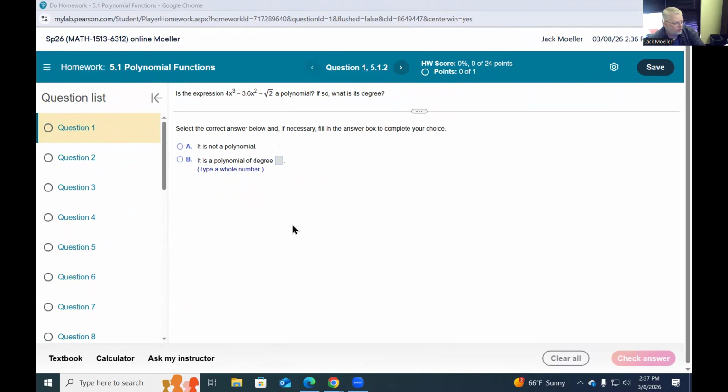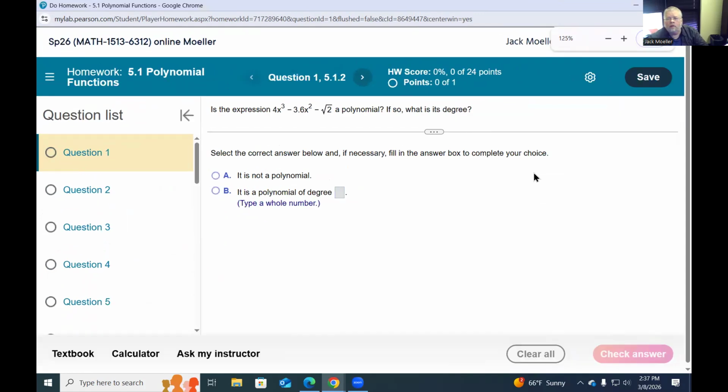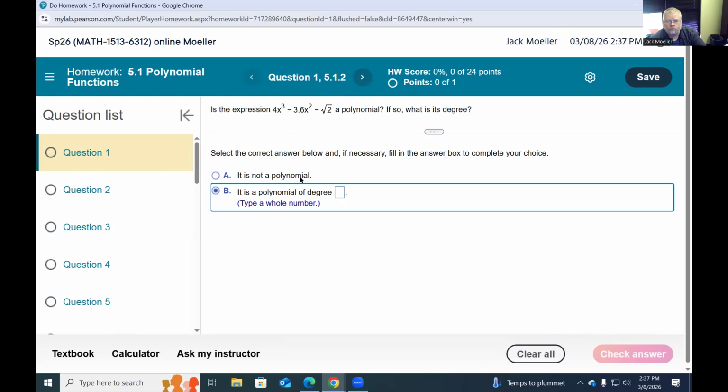Now, if you take just a quick glance at this, you might be tempted to say, no, it's not a polynomial because of the square root. But remember, it's the x's that matter in the definition of a polynomial. So x, we have x to the third, x squared. That square root is just on the number. So that constant, we don't care that there's a square root on that. There's not a square root on either x. Those are both positive whole number exponents. So yes, it is a polynomial. And what's the degree? Well, the degree is 3.